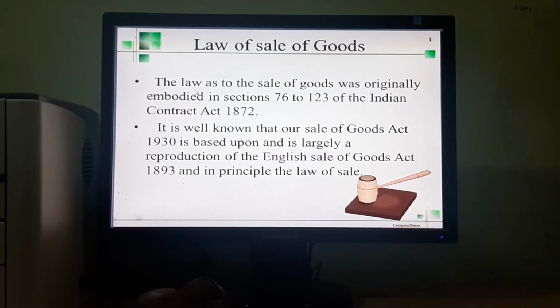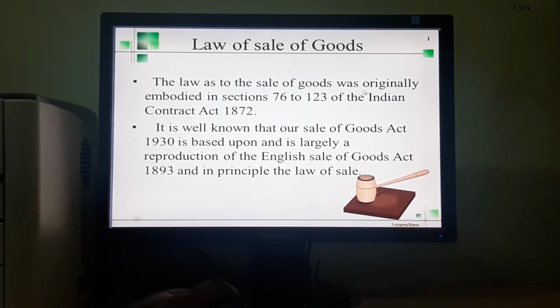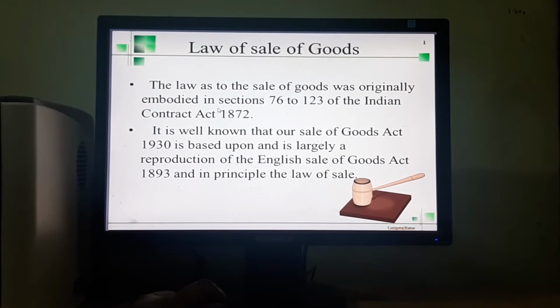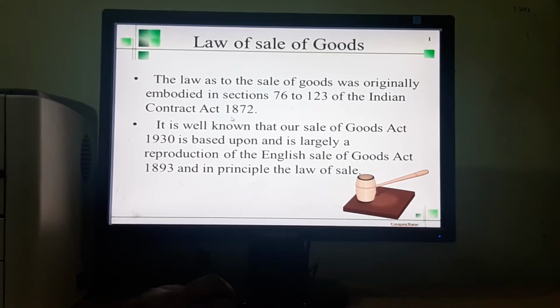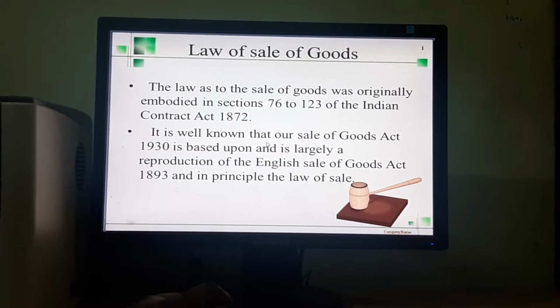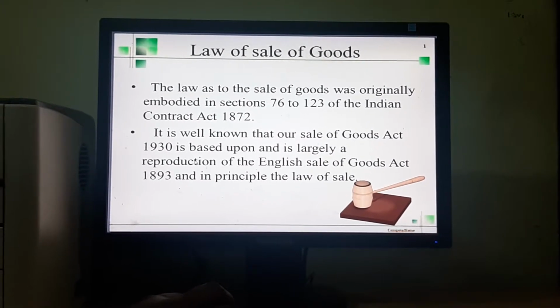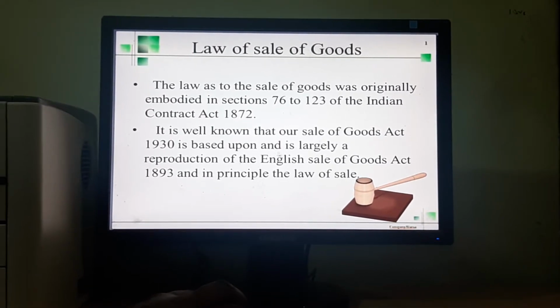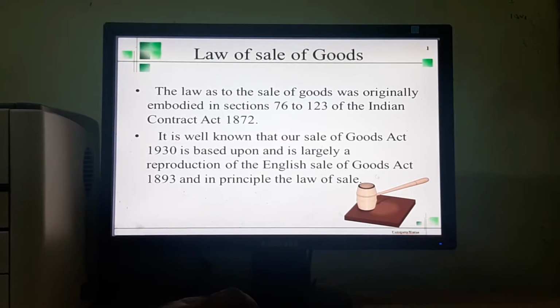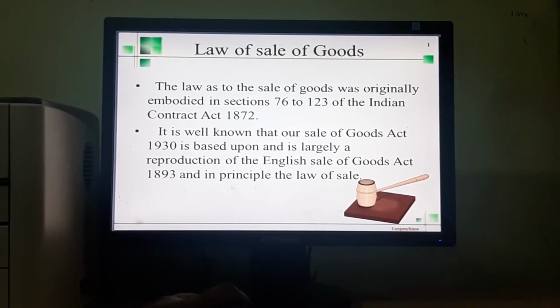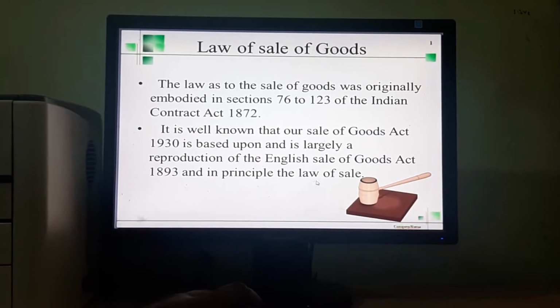price. The law as to sale of goods was originally embodied in sections 76 to 123 of the Indian Contract Act 1872. It is well known that our Sale of Goods Act 1930 is based upon and is largely a reproduction of the English Sale of Goods Act 1893 and in principle the law of sale. Dear students, now we shall discuss what is sale of goods.